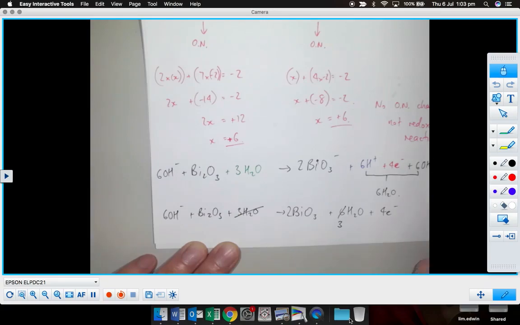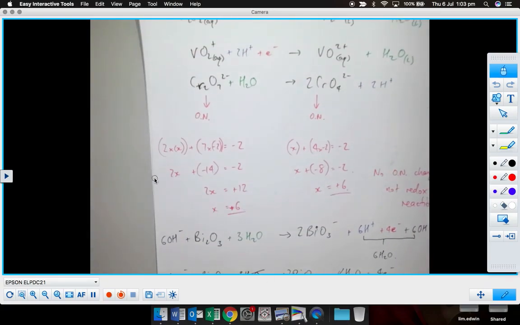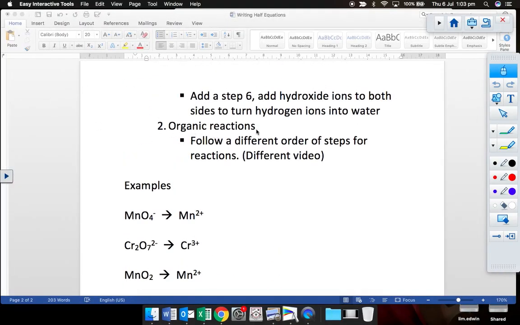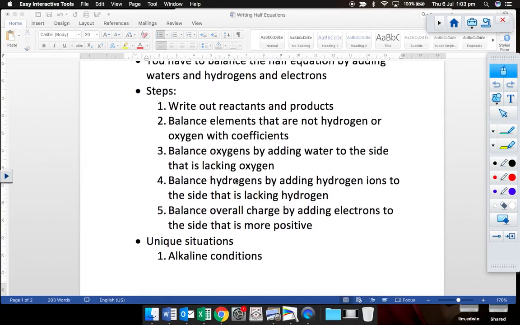Okay, and that's it. In the notes, it does talk about how for organic reactions there is a different set of ways of working out the reduction equations or the oxidation equations, and we'll go through that in a different video, but that's the basic set of steps. You've got to remember these 5 steps for writing out half equations. And that's it.